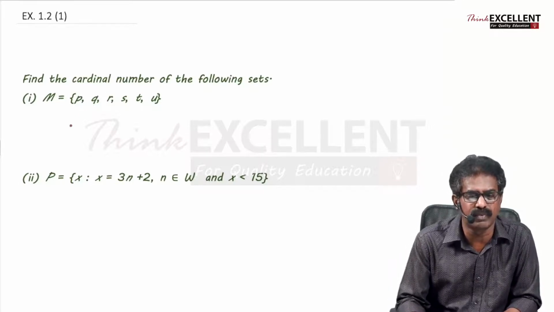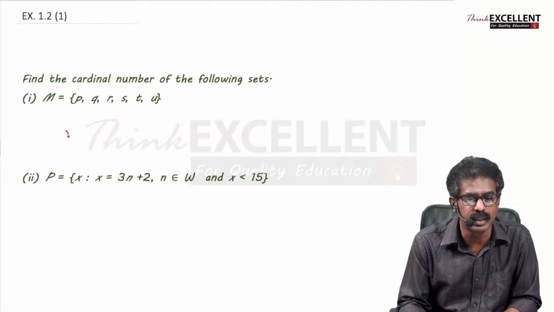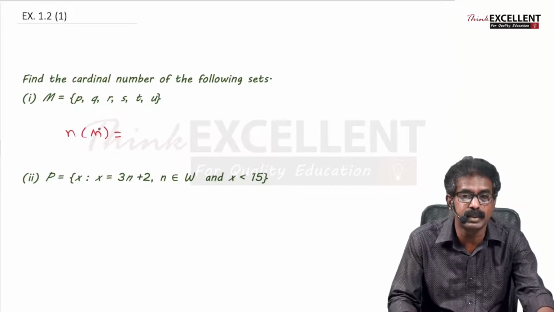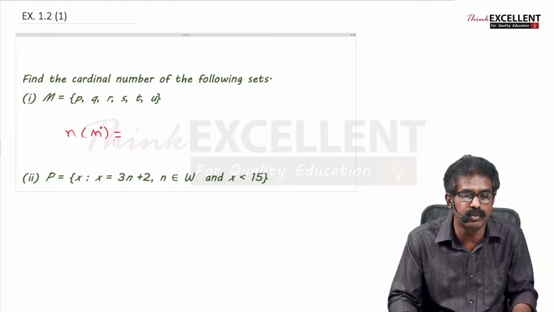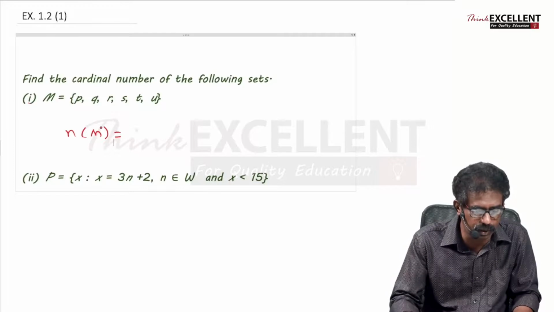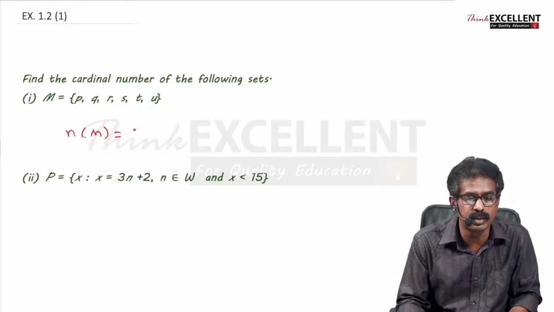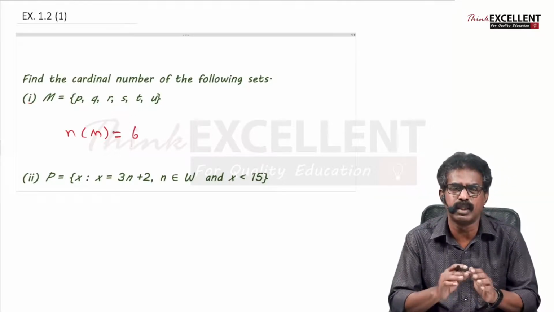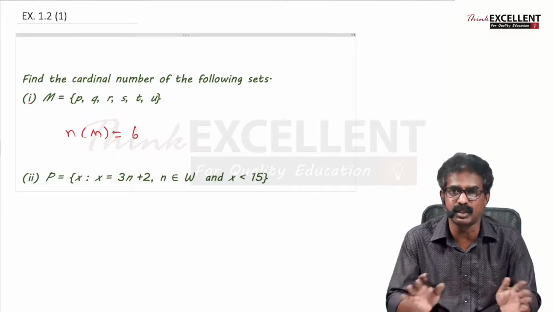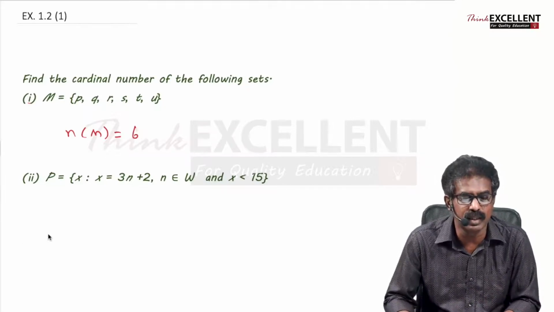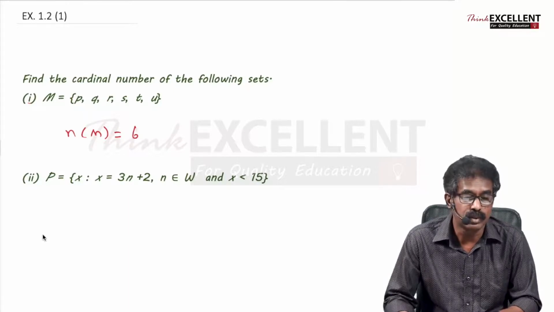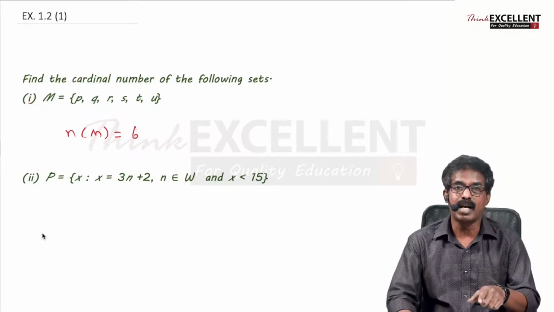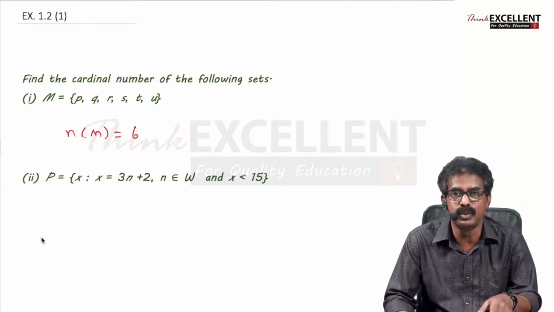Okay, see, find the cardinal number of the following sets. It is given in roster form. Very easily you can find out. So n of M equals n of M. Can you find out how many elements are there in this set? Count it: 1, 2, 3, 4, 5, 6 elements, right? So n of M equals 6. Once it is given in roster form, it is very simple, just count and write. See the next question. It is given in set builder form or rule form. So to find the cardinal number, first you convert it into roster form.